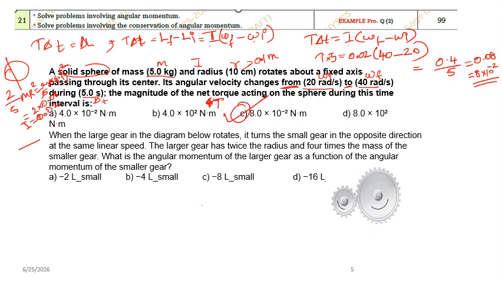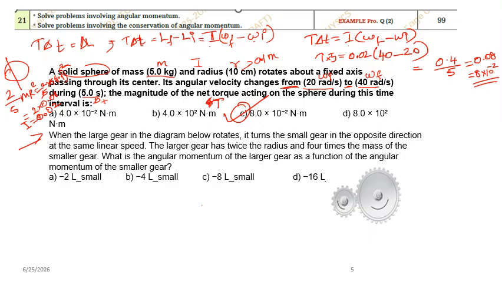Now look at the next question. A large gear in the diagram below rotates and turns the smaller gear in the opposite direction. The large gear rotates and the small gear also rotates in the opposite direction. That's the initial statement which is given.